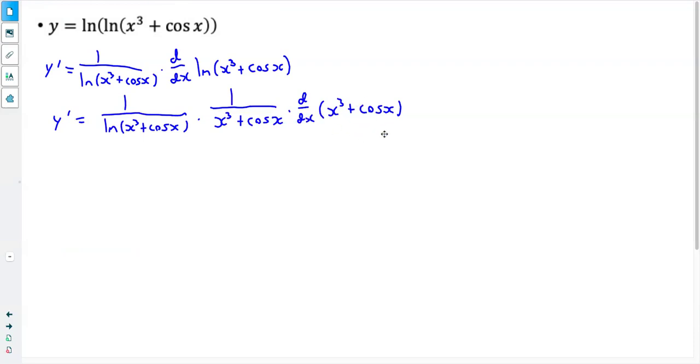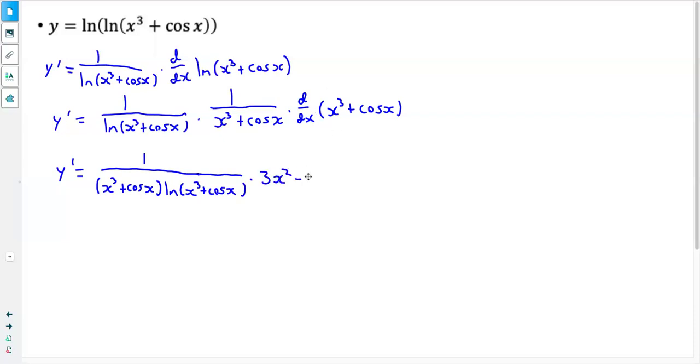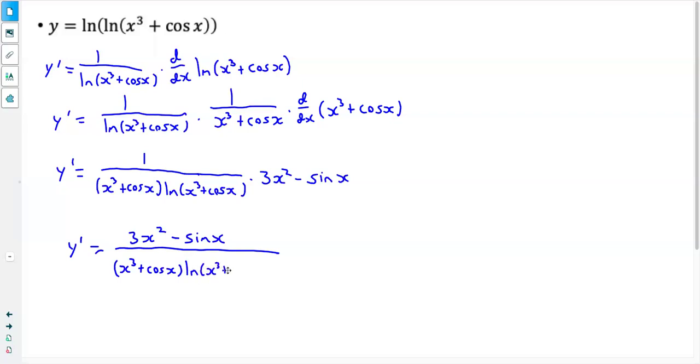Okay, so continuing on, we'll take our derivative of this. We've got y prime equals, we might as well combine these as a single fraction. So we've got 1 over x cubed plus cos x, times the natural logarithm of x cubed plus cos x, times the derivative of this, which is going to be 3x squared minus sine x. So we've got y prime is equal to 3x squared minus sine x, all over x cubed plus cos x times the natural logarithm of x cubed plus cos x.